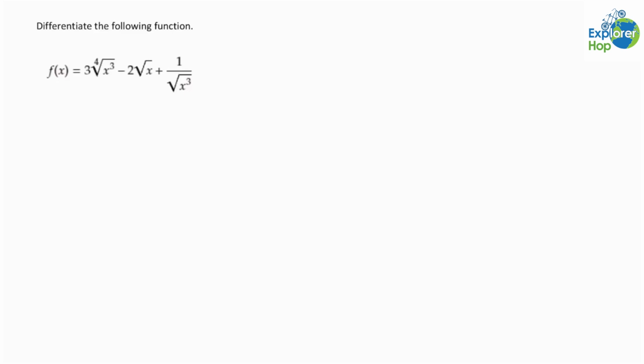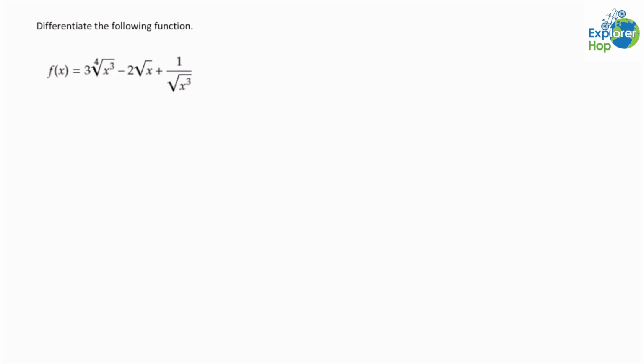For this example, we're told to differentiate the following function, which is the function f of x is equal to 3 times the fourth root of x cubed minus 2 times the square root of x plus 1 over the square root of x cubed.